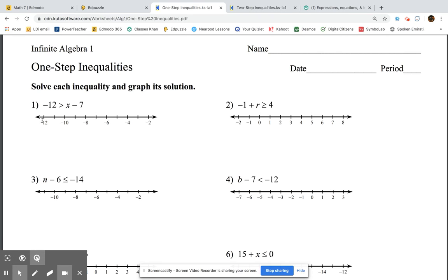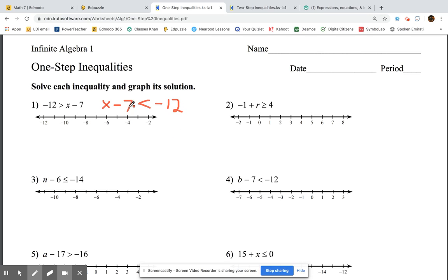Okay, so if you look here, these are one-step inequalities. First, we have to solve for x, and then we graph it. The first thing I would do, if it was me, is I would flip everything around. So everything on this side, we're going to put on the other side. The inequality, the small side, is still going to face the x. And that negative 12, we're going to put on the other side.